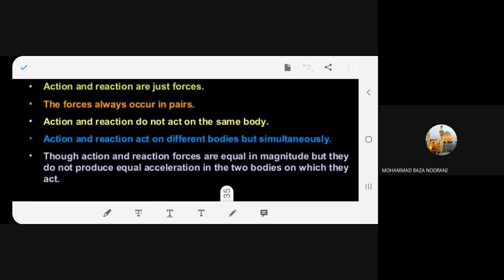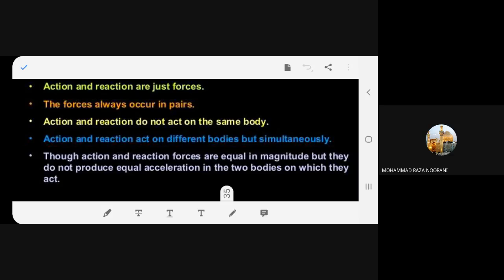Next, read it again. Action and reaction forces are equal in magnitude, but they do not produce equal acceleration in the two bodies on which they act. So you understood? Action and reaction forces are equal, but the accelerations are not equal in those two bodies. Do you understand? Yes, ma'am.